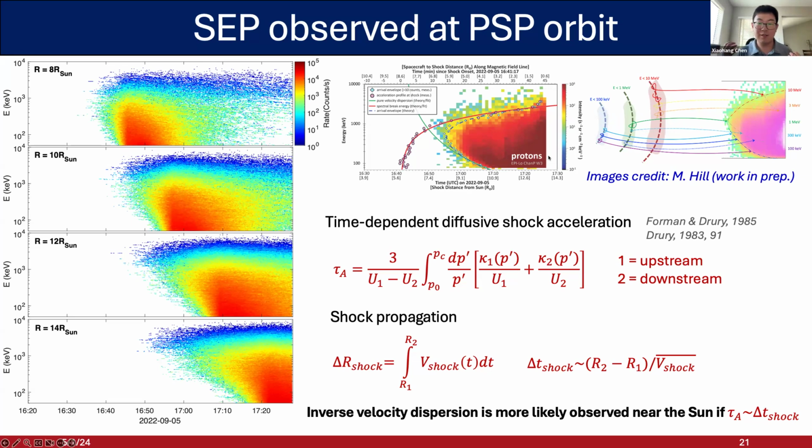So there's a competition between the acceleration time and the shock propagating time. For example, the shock can accelerate particles above 100 keV at a certain location, and as the shock propagates outward, the particles can be accelerated to higher and higher energy. The time to accelerate particles to high energy is comparable to the time when the shock propagates from one radial distance to another. If these two times are comparable, then we are likely to see this inverse velocity dispersion. And there is also direct evidence for this ongoing particle acceleration at the shock.